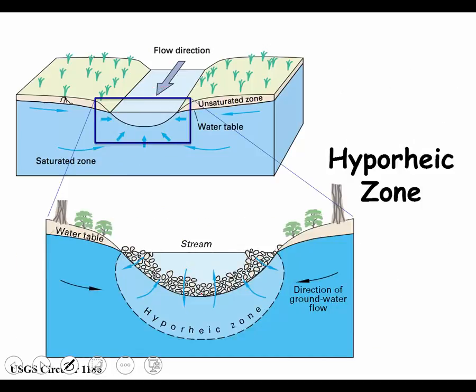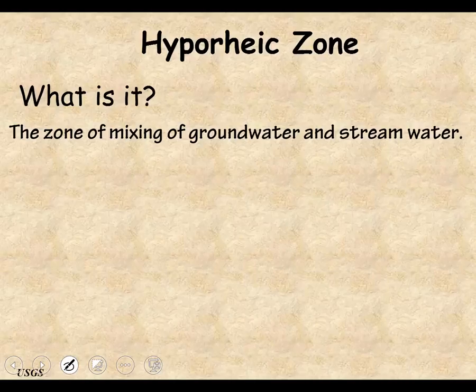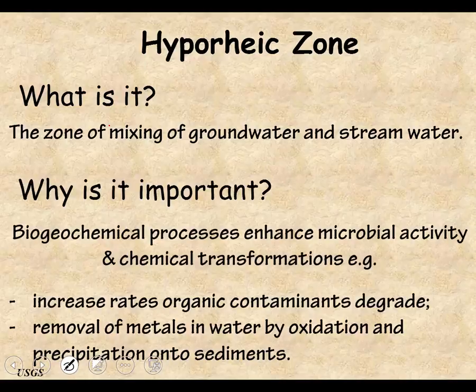Now it turns out that little area at the interface between the base of the channel and the discharge of the water into the channel from the groundwater is called the hyporheic zone. And it's a zone of mixing. And it's not very thick. It's inches to a foot or two in thickness.